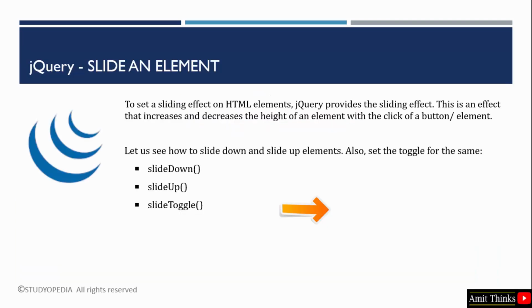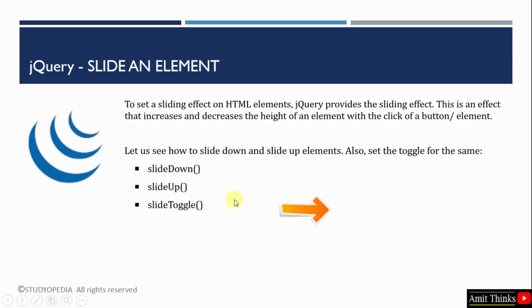So sliding effect means increasing or decreasing the height of an element with the click of a button. jQuery has the following three built-in methods to achieve this. To slide down an HTML element, use the slideDown method. For sliding up, use slideUp. And to provide the toggle effect, that means both the up and down effect on the click of a single button one by one, use the slideToggle method.